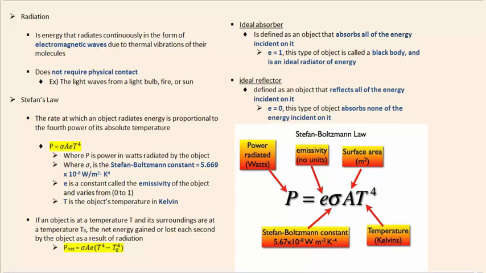An ideal absorber is defined as an object that absorbs all of the energy incident on it, and its emissivity will be equal to 1. This type of object is called a black body, an ideal radiator of energy. Then we have reflectors. An ideal reflector is an object that reflects all of the energy incident on it. So its emissivity is equal to 0, and this type of object absorbs none of the energy incident on it.